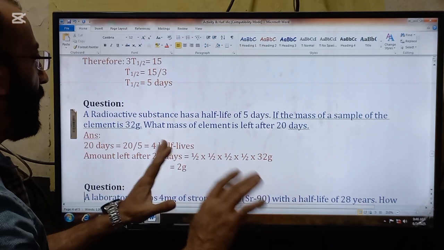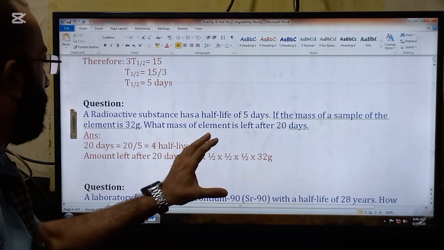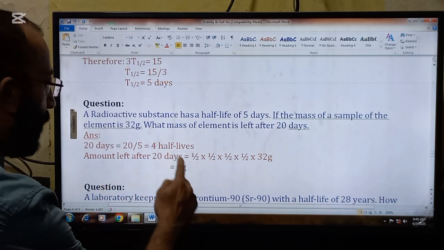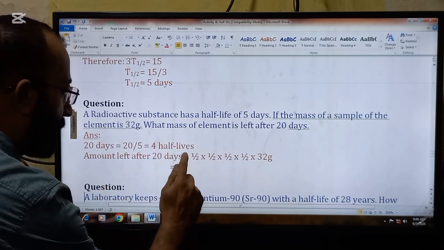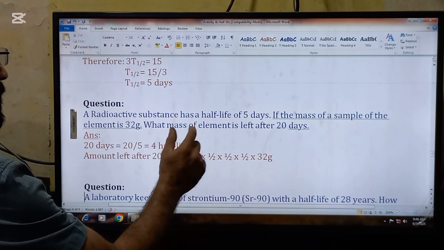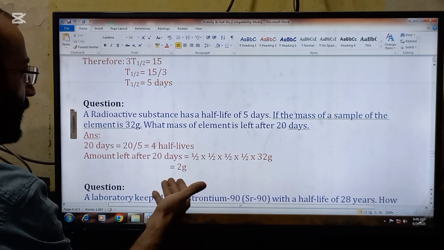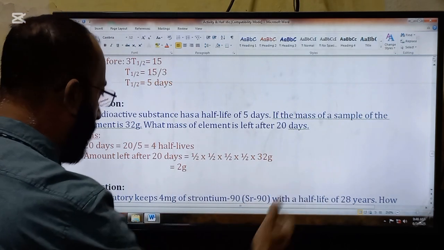So actually we are given 4 half-lives in which the mass is required. So 1 by 2, because 4 half-lives. So 1 by 2 into 1 by 2 into 1 by 2 into 1 by 2. And the initial was 32 grams. So solve it on the calculator, you will get the mass left after 4 half-lives.